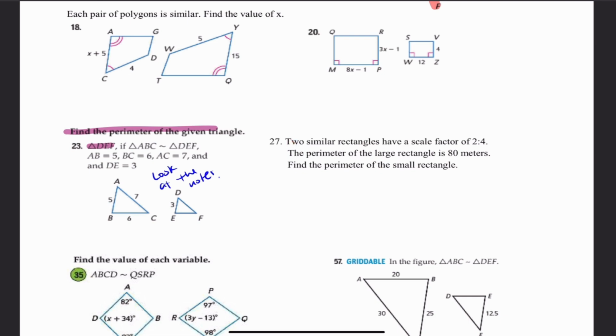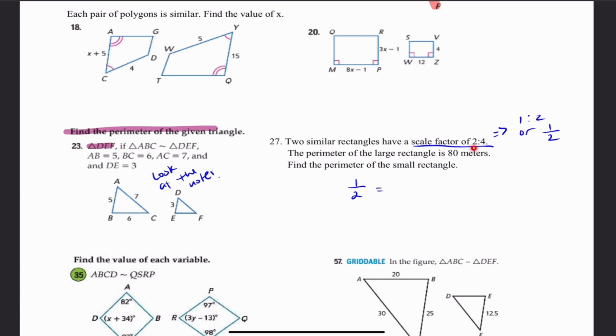And then number 27, two similar rectangles have a scale ratio of 2 to 4. The perimeter of the large rectangle is 80 meters. Find the perimeter of the smaller rectangle. So you have that scale factor already. This is my scale factor. It's 2 to 4, which reduces to 1 to 2, or 1 divided by 2. So I do 1 divided by 2 equals, so if we just look at the numbers here, which one's the smaller one?